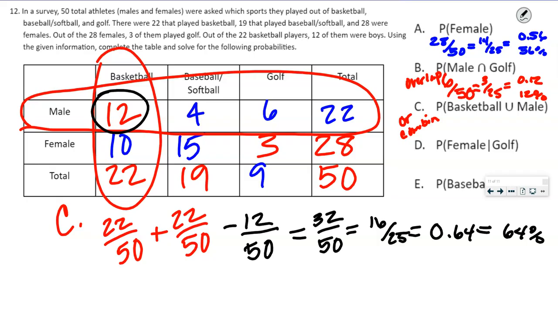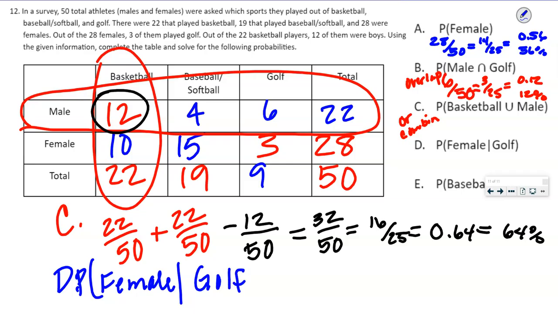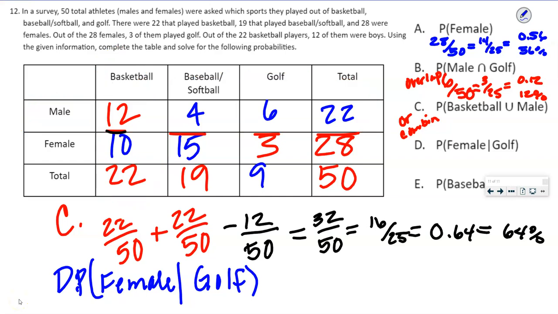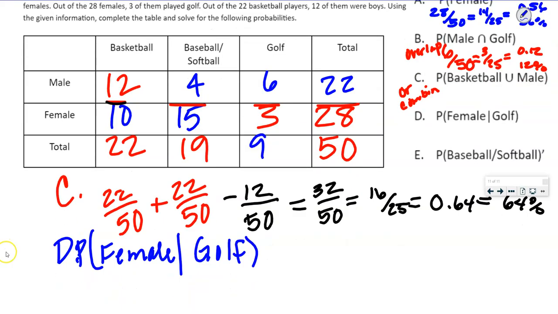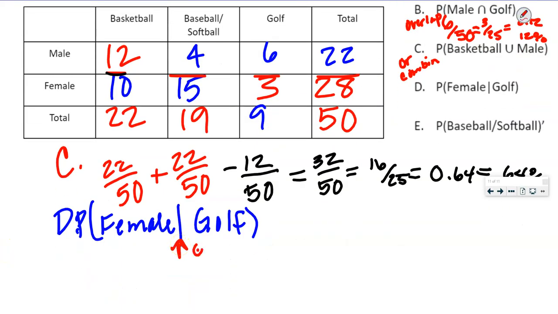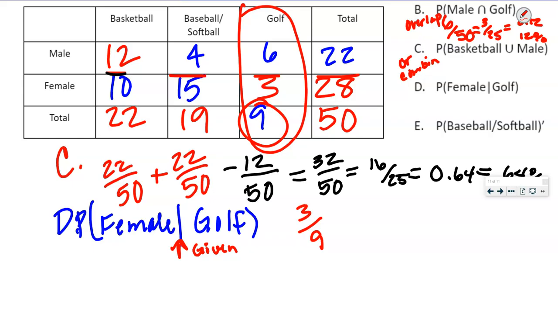Okay, now the next one, females given golf. Okay, so that's going to be D. So we got, what's the probability that we are female given they play golf? Okay, so let me clean up this drawing and then we'll do it. So now remember, this is females given. That symbol means given. Okay, so we're looking at just golf. Okay, and we're going to look at this subtotal. That's going to be our denominator. How many of those golfers were females? 3. So that reduces to be 1/3, which is 0.33, which is 33%.